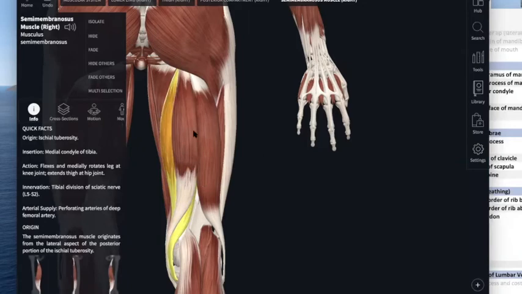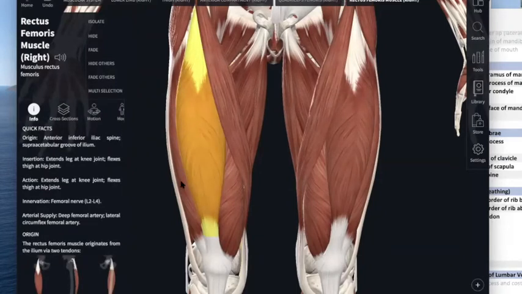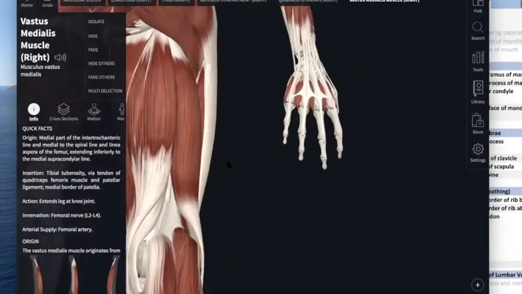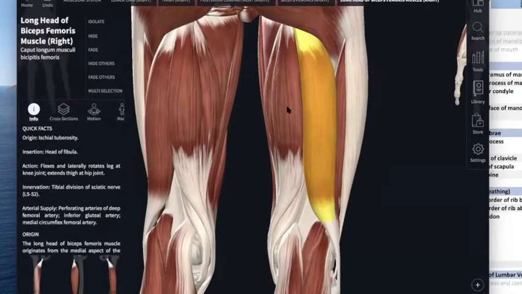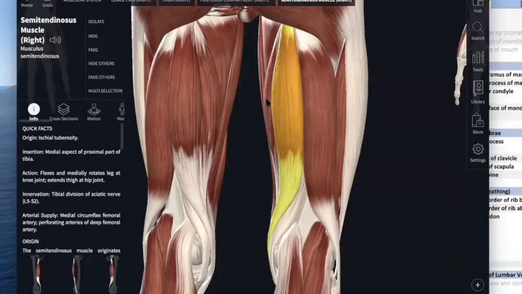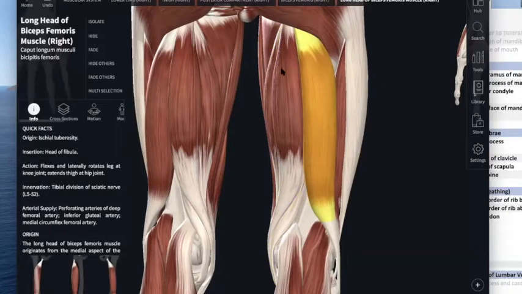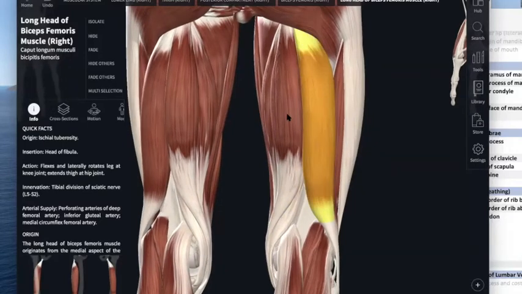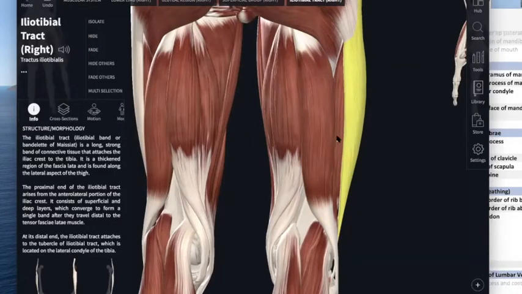So when you think of your quads, you could think of the rectus femoris and your vasti muscles, lateralis and medialis. When you think of your hamstring muscles, you could think of your biceps femoris and your semi-muscles, right? Semitendinosus, semimembranosus. And the way you might remember which one is which, your biceps is lateral to your semitendinosus. So I say BLT, biceps lateral to tendinosus. If it's one leg, you'll want to look for this IT band. That's a dead giveaway that you're looking at the lateral side right there.